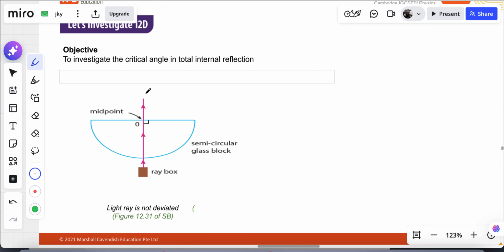Anytime you make a ray pass through the normal, the ray will be undeviated. There's no angle formed, nothing. It will not be refracted, it just goes through. But if you increase the angle and move the ray box to this point, you shine it, you get a reflected ray. You increase it again, maybe around 41 or 42 for the angle of incidence. At that angle, most of the ray will be refracted through the boundary.